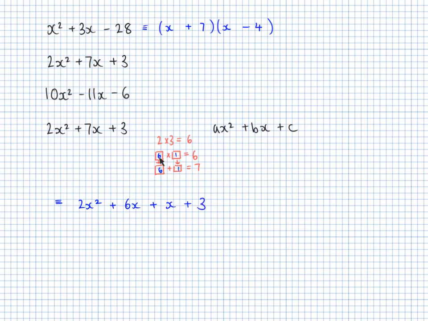So I've used the 6 here and I've used the 1 here. So I've rewritten this 7x as 6x plus x. Now what I do is I factorize these two parts here, and I factorize these parts, and I'll find that a common factor comes out. Okay, so if I factorize them separately, what I will have is 2x times x plus 3, and you can already see that it looks a little bit like this one.